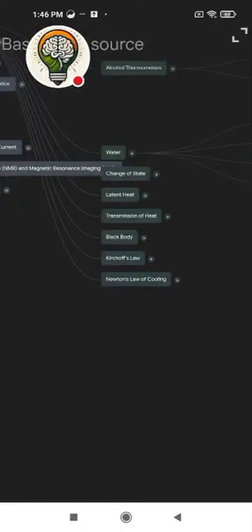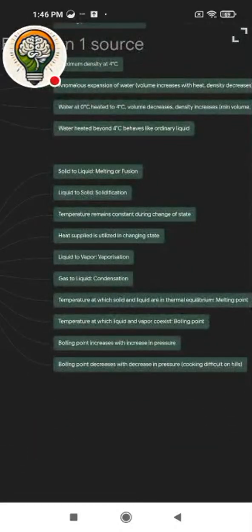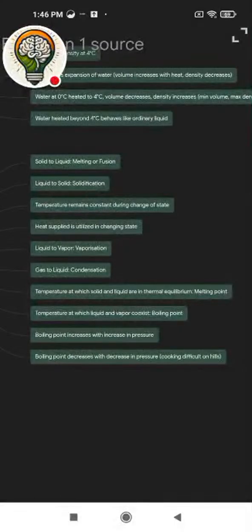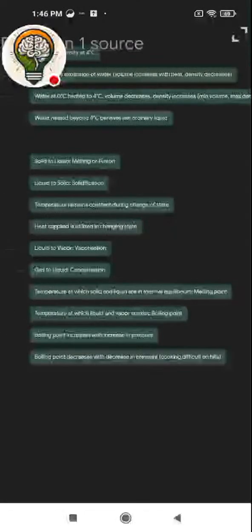Then the change of state. Solid to liquid is melting or fusion, and liquid to solid is solidification. Temperature remains constant during change of state, and the heat supplied is utilized in changing state. Liquid to vapor is vaporization, gas to liquid is condensation. The temperature at which solid and liquid are in thermal equilibrium is the melting point, and the temperature at which liquid and vapor coexist is the boiling point.